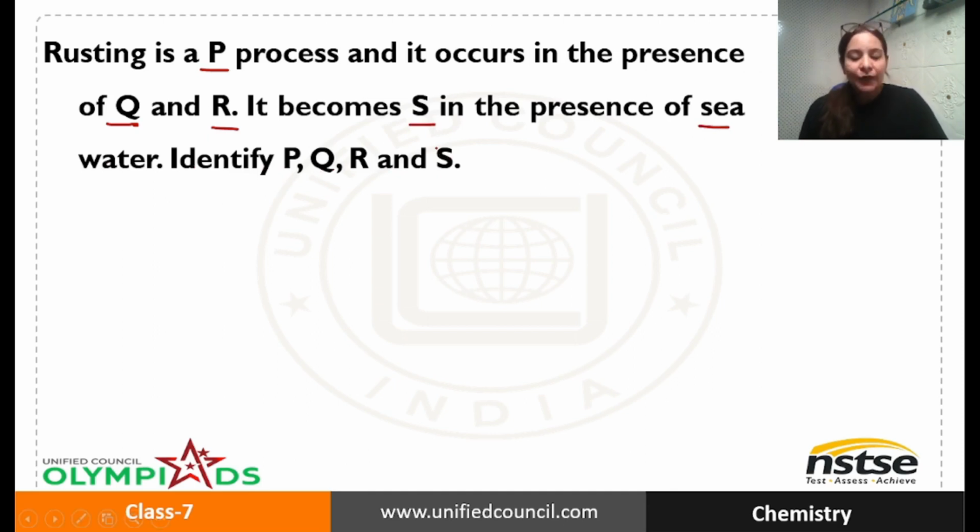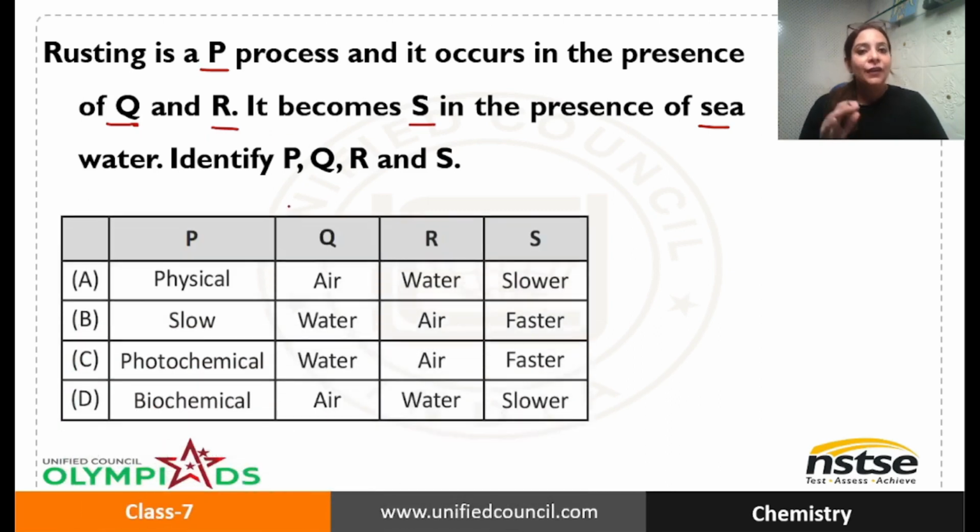So here in this question it is said that rusting is some sort of process, let's say P process. It occurs in the presence of Q and R, and it becomes S in presence of sea water. We need to identify them, and we have the options given as A, B, C, D. So we need to identify correctly P, Q, R and S. Which option has got all four correct?